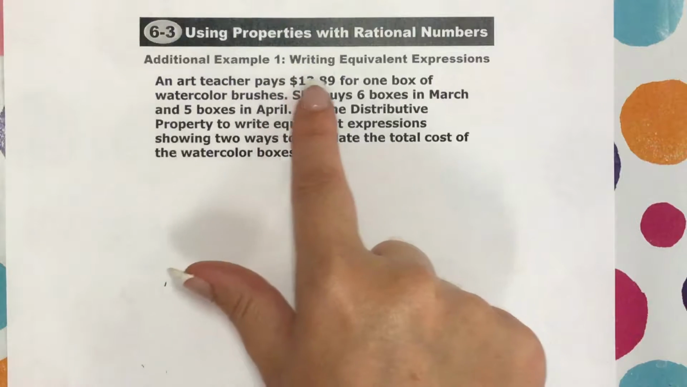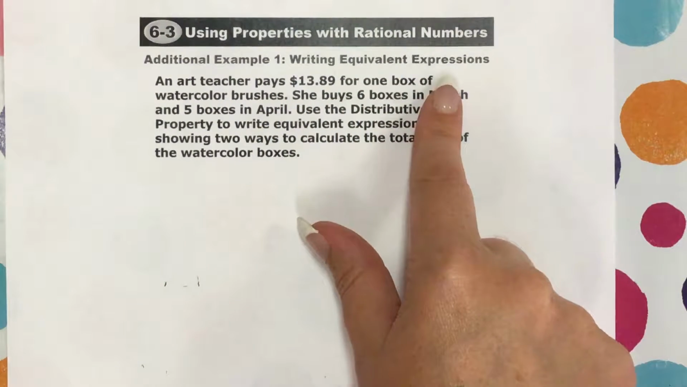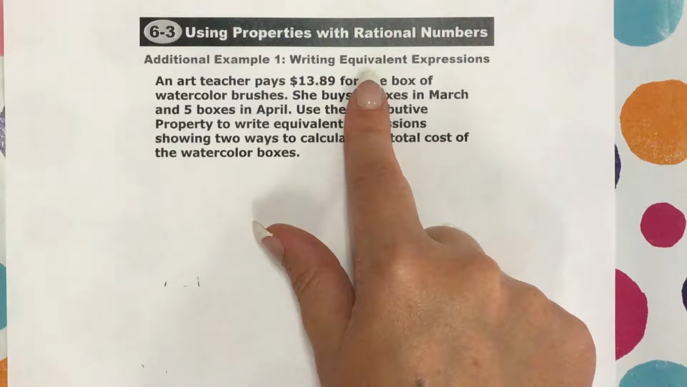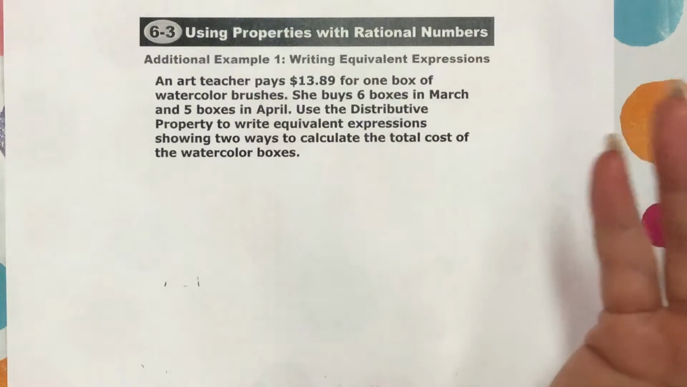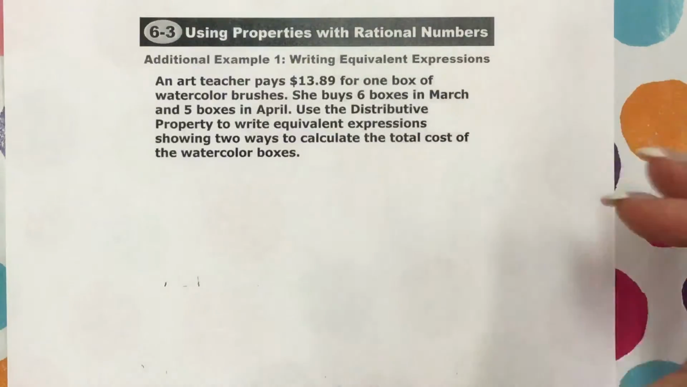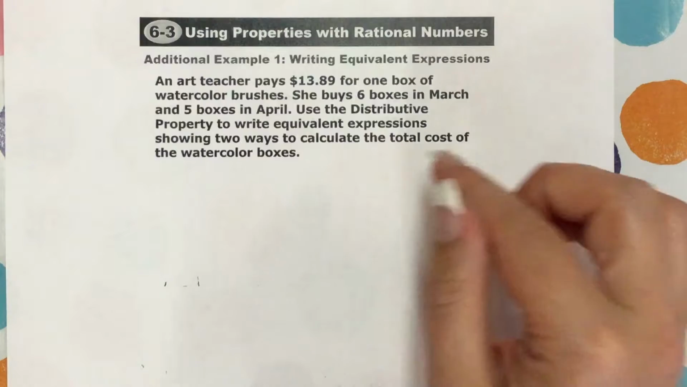So this first example is talking about writing equivalent expressions. Now remember, equivalent means things that are equal to each other. Expressions are referring to things that do not have equal signs, okay? So we're going to be writing two things that don't have equal signs, equivalent expressions. So let's go ahead and read this problem.